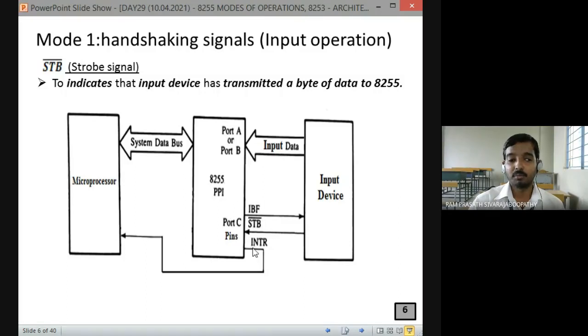See, there are another 3 signals like this, that is for port B. So what is the meaning? In port C, 3 pins for handshaking purpose for port A, another 3 pins for handshaking purpose for port B. Here, generally we showed only one set. Actually 2 IBF, 2 STB bar, 2 INTR. That means totally 6 pins from port C are dedicated for handshaking purpose for port A and port B.